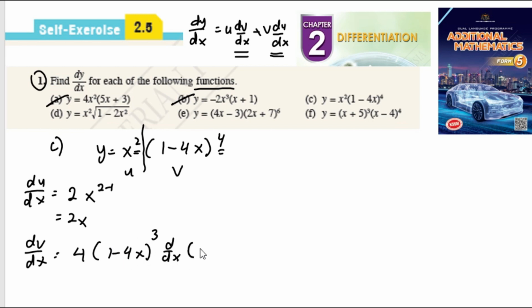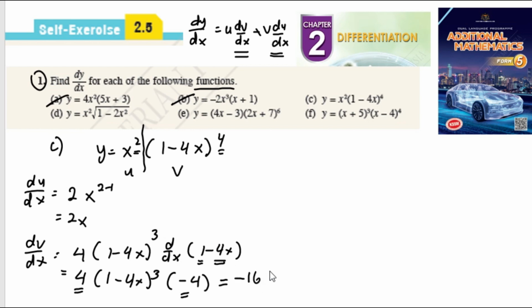So you differentiate inside. You see? So here, 1 minus 4x to the power of 3. When you differentiate 1, it becomes 0. When you differentiate negative 4x, you get negative 4. When you differentiate x, you get the number in front of it. So we multiply 4 times negative 4, and you get negative 16, times 1 minus 4x cubed.